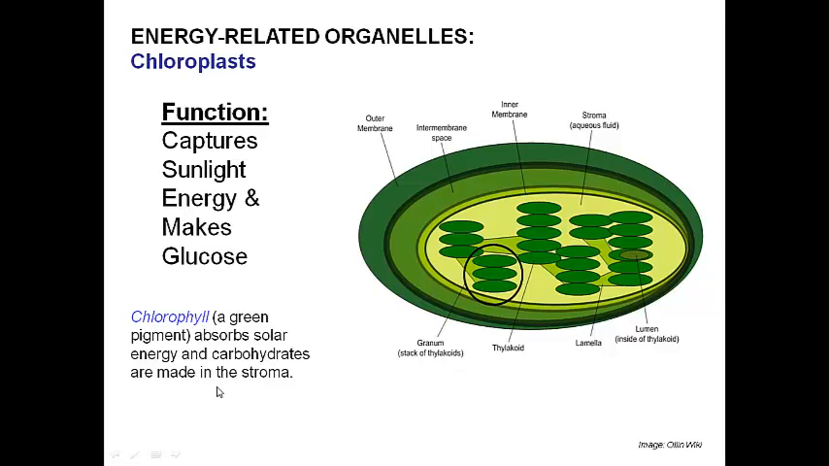Chlorophyll is a green pigment that is really good at soaking up solar energy, and it makes these carbohydrates, as I said, this glucose, in the stroma. Again, we'll talk lots about chloroplasts later on when we get to photosynthesis, but basically within the fluid of the chloroplast is where the glucose is made. So, basic things you need to know: it changes sun energy into glucose, and has this special chlorophyll to help absorb the sun's energy.